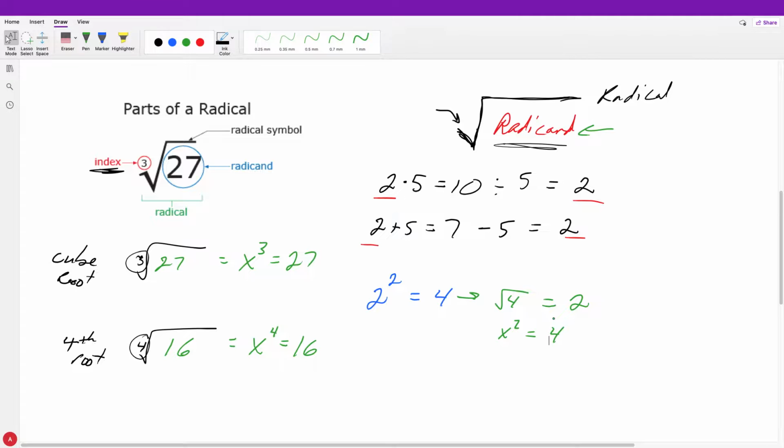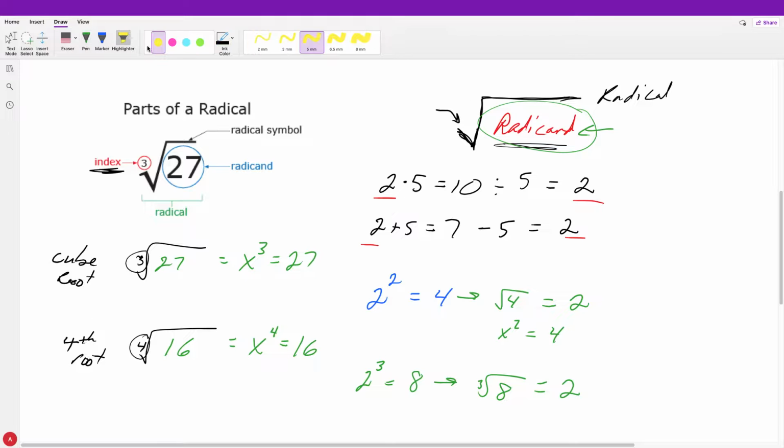So that index is telling us how many times we were raising that radicand, or if we're referring to it when it's an exponent, our base, how many times we're raising that number or multiplying that number to get to this radicand. All right, so it's undoing the exponent. So if I were to say 2 cubed, well, that's equal to 8. Well, the cubed root of 8 is equal to 2.